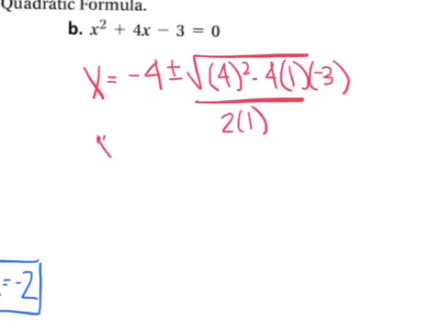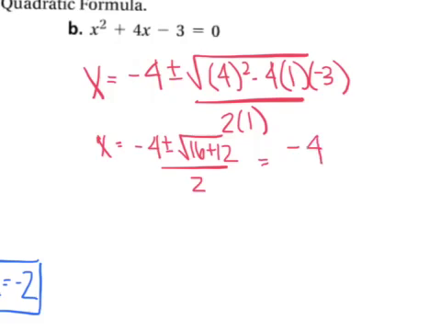Negative 4 plus or minus the square root of 16 plus 12, over 2. So most of you had no trouble getting to this point: negative 4 plus or minus root 28 over 2. Now to this point, that's where we stop. So if you got there, that's good.